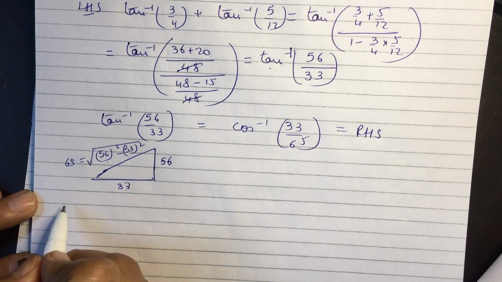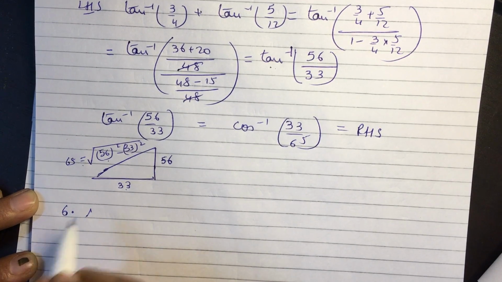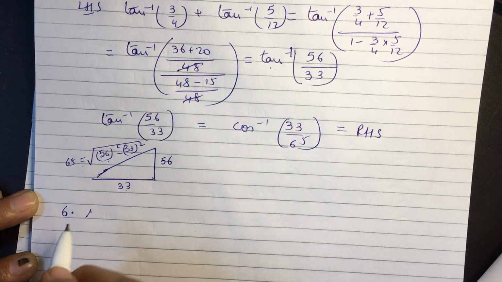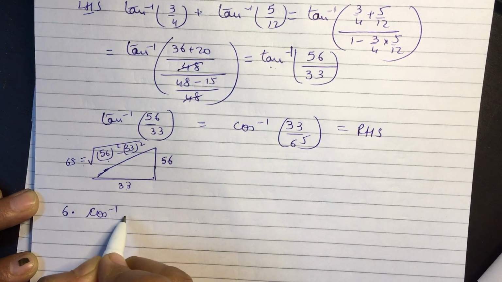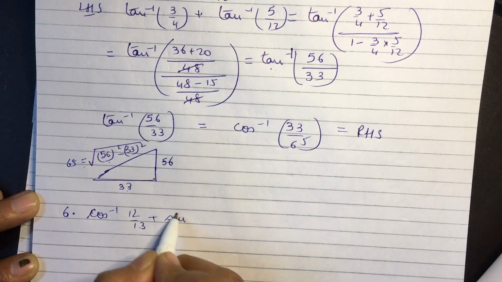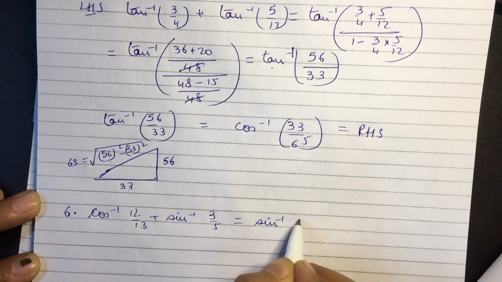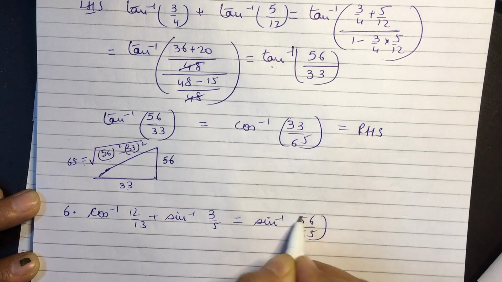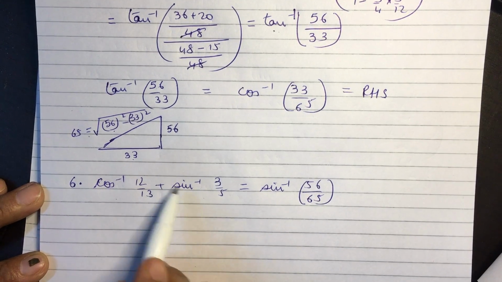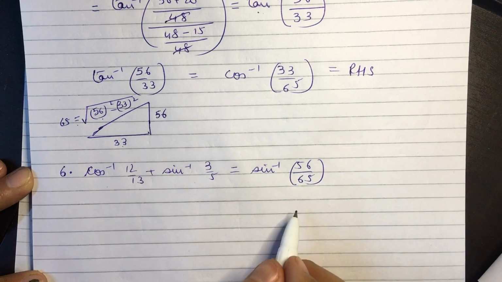In the same manner, the sixth question involves one cos function and one sine function. So what do we do? Cos inverse 12 upon 13 plus sine inverse 3 upon 5 equal to sine inverse 56 over 65. Here again, all need to be converted to tan inverse and then we proceed in the same manner.